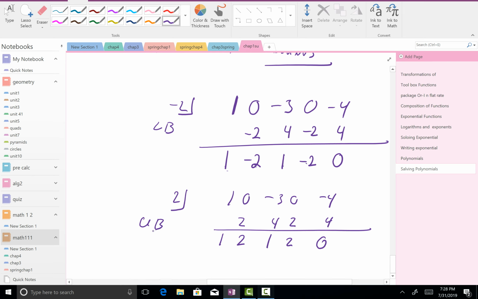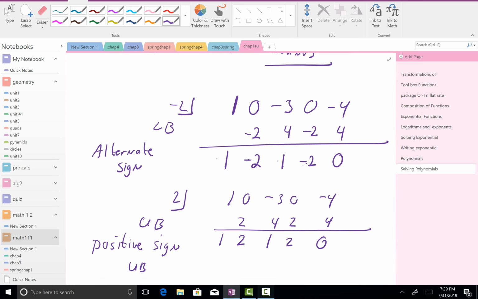Again, that's something I'm not going to test you on, but some of the homework problems will ask whether they're upper or lower bounds. So if they alternate, positive, negative, then it's a lower bound. If it's all positive, then it's an upper bound, okay?